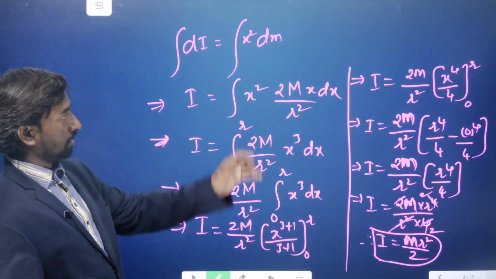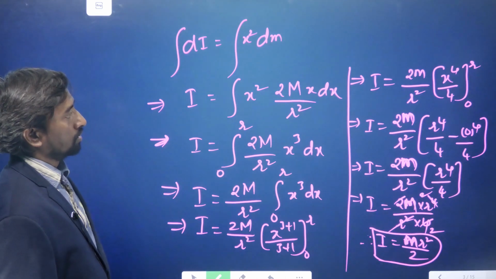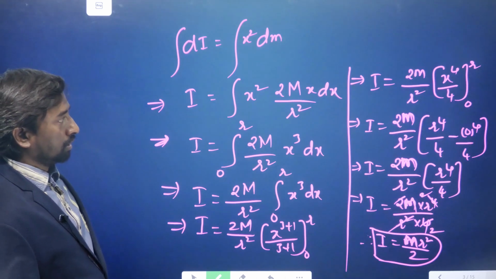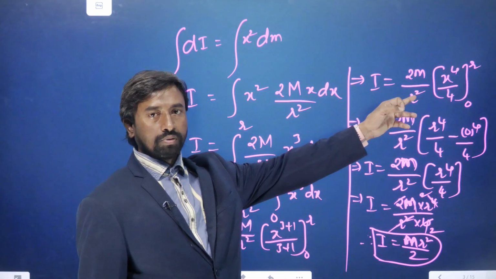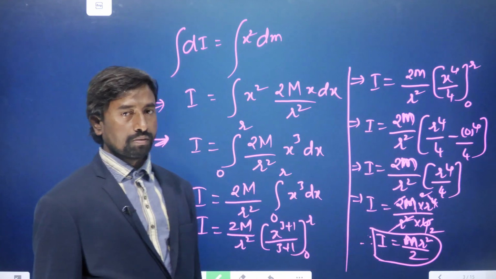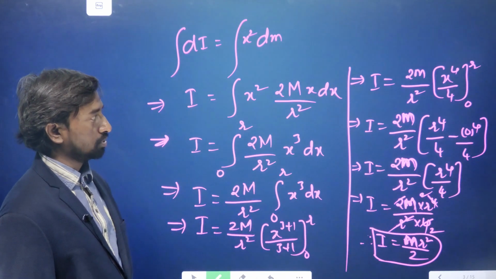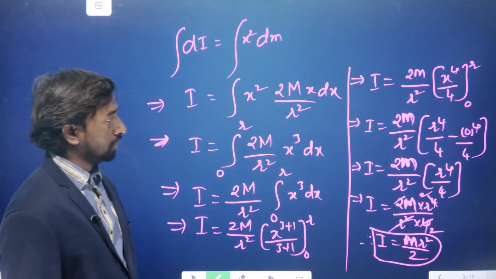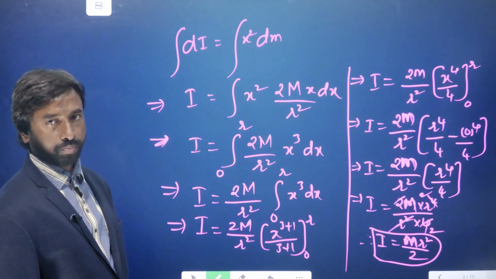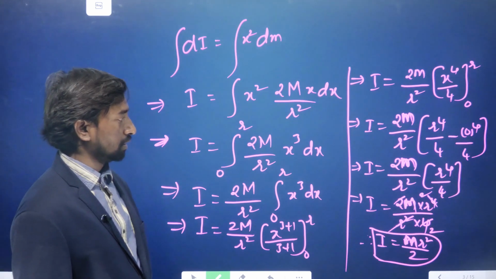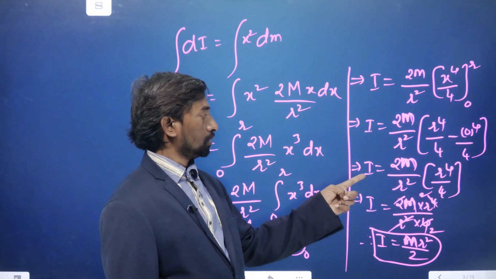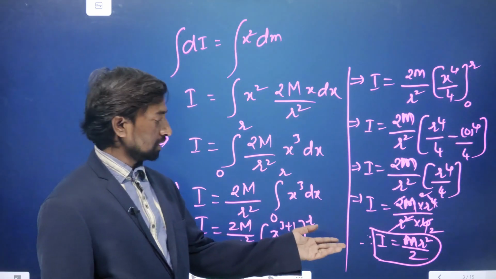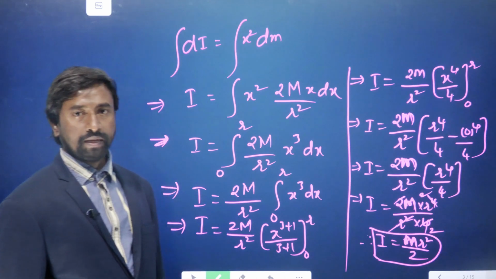Now we get I equals 2M by r square into x power 4 by 4. Now we substitute the limits: the upper limit minus the lower limit. The upper limit is r, so in place of x we substitute r, giving r power 4 by 4, minus 0 power 4 by 4, which is 0. So we get 2M divided by r square into r power 4 by 4. If we simplify, we get I equals M r square by 2.